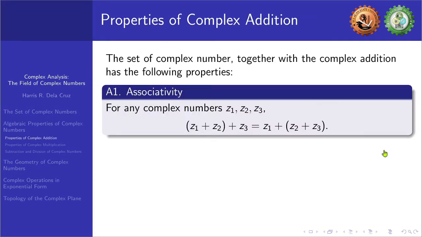Let's start with the properties of complex addition. At this point, it should be clear that complex addition is a closed operation, meaning if you add two complex numbers, then the result is another complex number. So we discuss here the properties of adding two or more complex numbers.